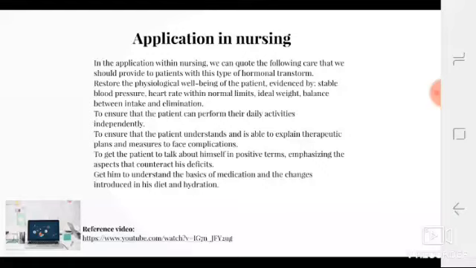To ensure that the patient understands and is able to explain the therapeutic plans and measures to face complications. To get the patient to talk about himself in a positive way, emphasizing the aspects that counter his deficit. Help him to understand the basics of medication and the change introduced in his diet and hydration.